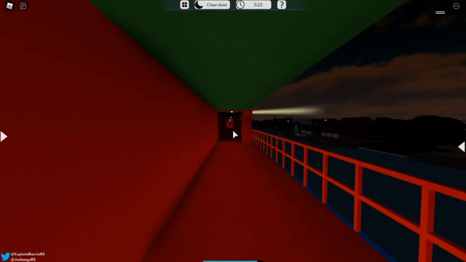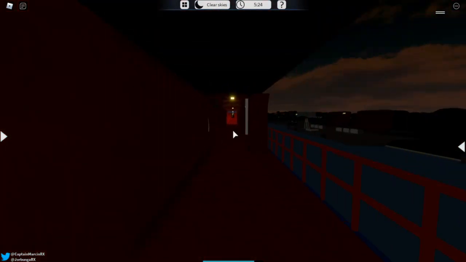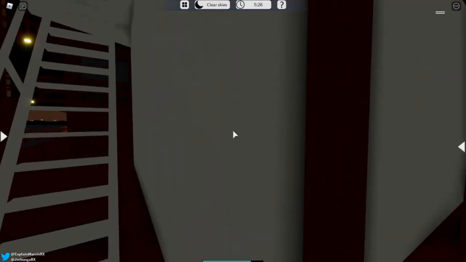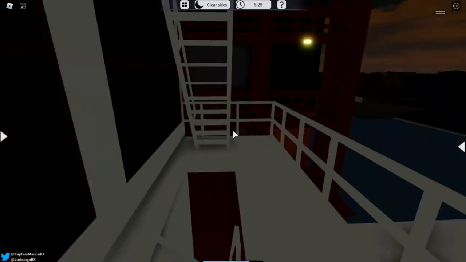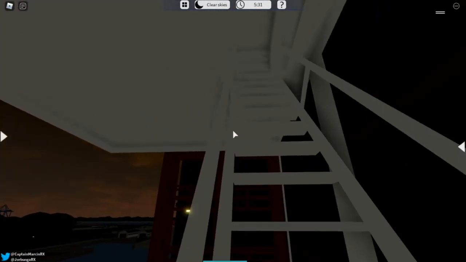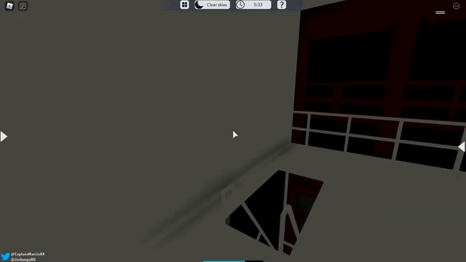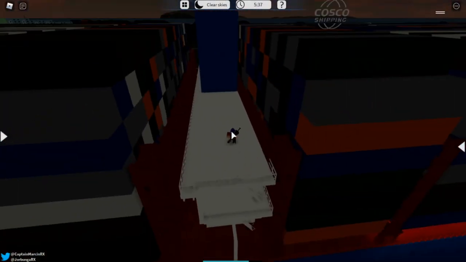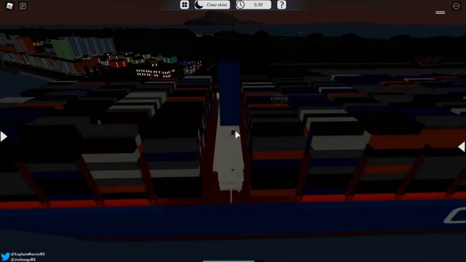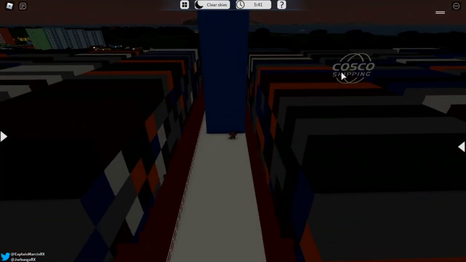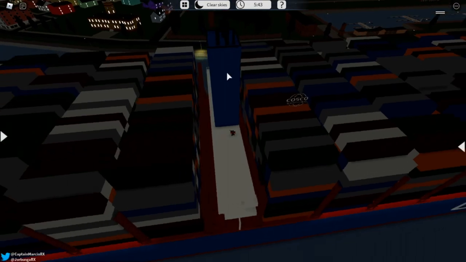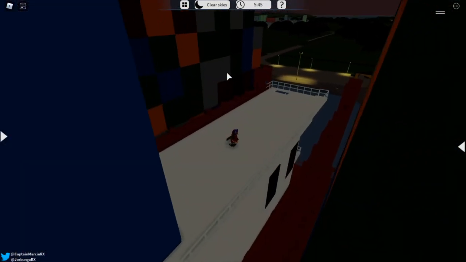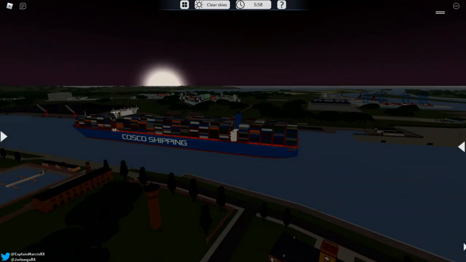We can try to go up those stairs, so let's do that. And right here we can go up on the stairs and we can go towards the funnel. Now again, this ship is just so huge, it's so hard to run across. It's so big. Now again, as you can see, we have the decal up there, but it's supposed to be on the funnel. So please do give the devs some time to fix that. So this is the Cosco Shipping skin for the Triple E.